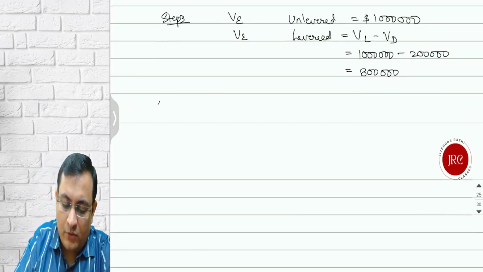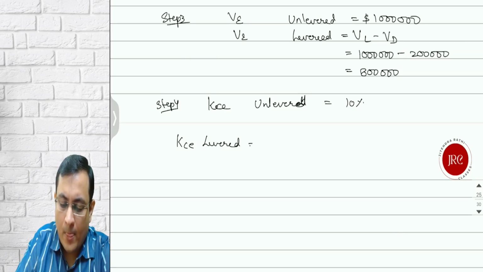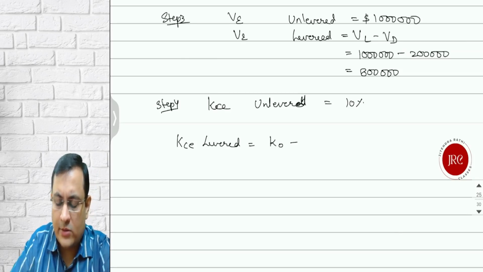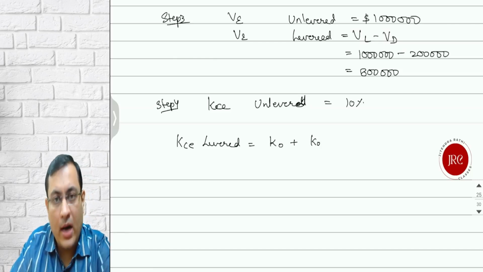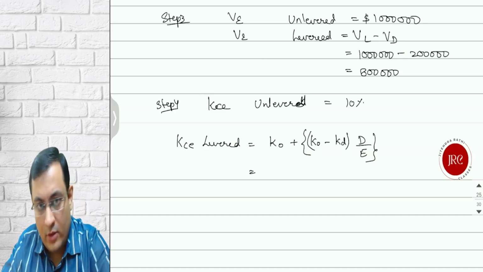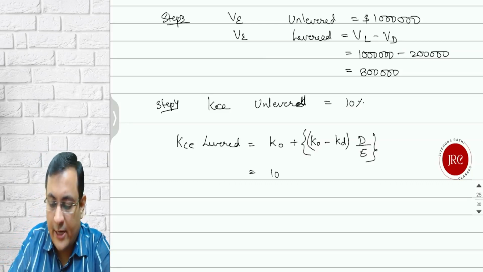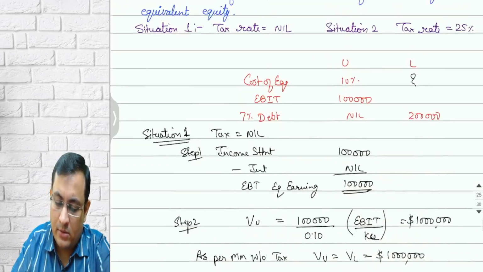So now we are going to go for step number 4, cost of equity, KCE. For unlevered, it is already given, 10%. KCE for levered is KO plus (KO minus KD) times debt upon equity. There is no taxation. This formula we have already derived in the MM without tax video. 10 plus (10 minus 7%), I think the rate is 7.